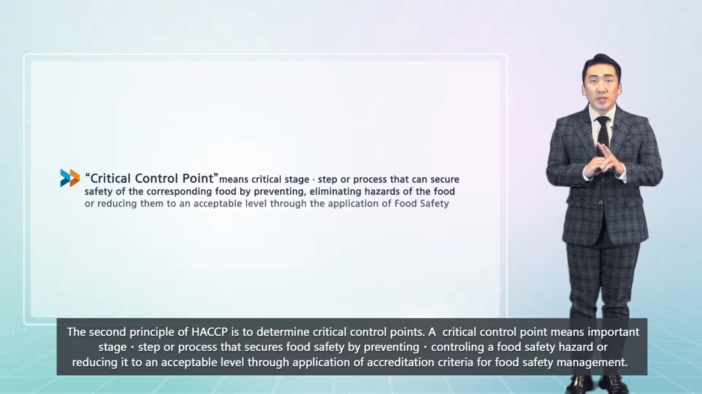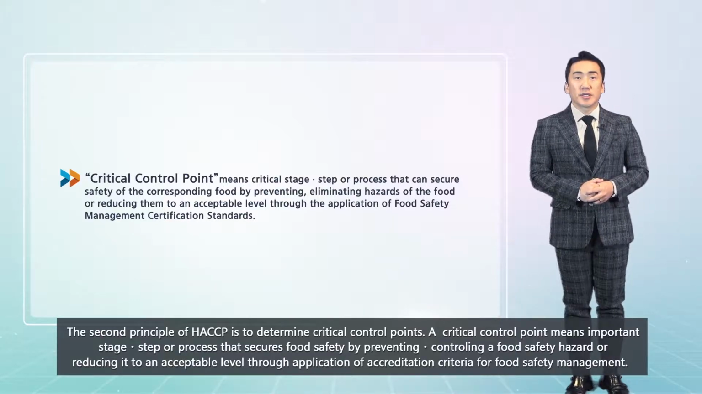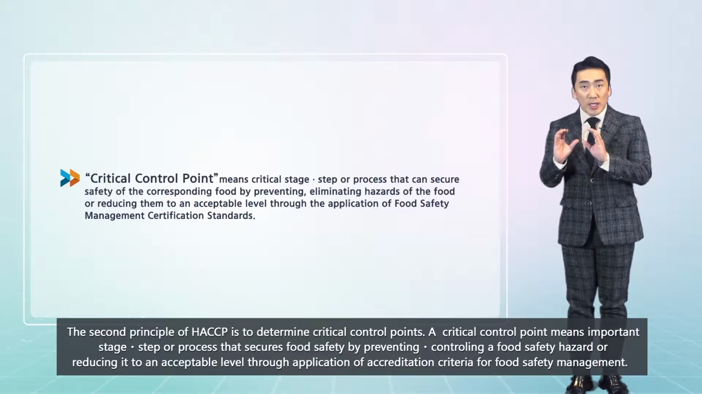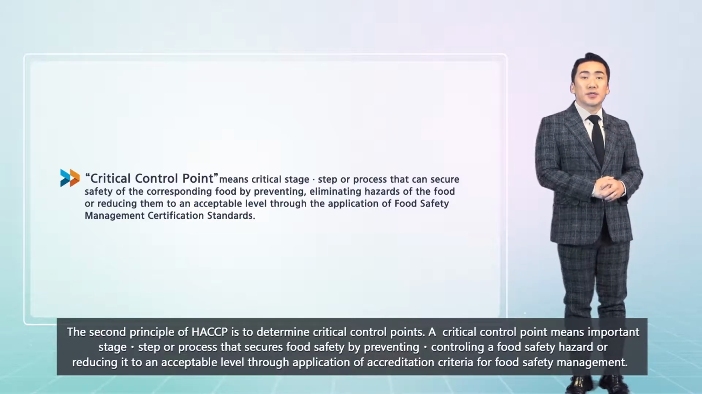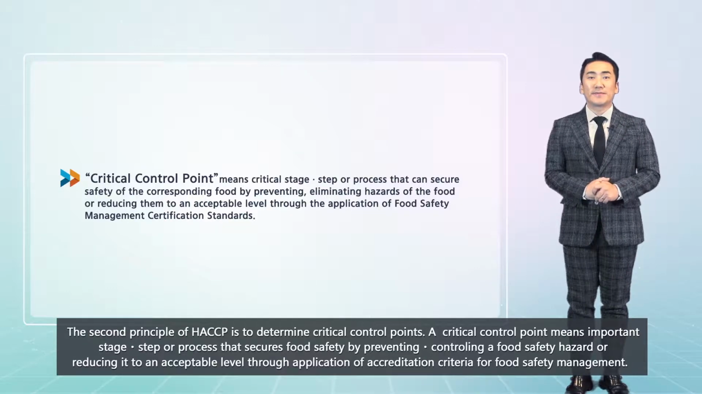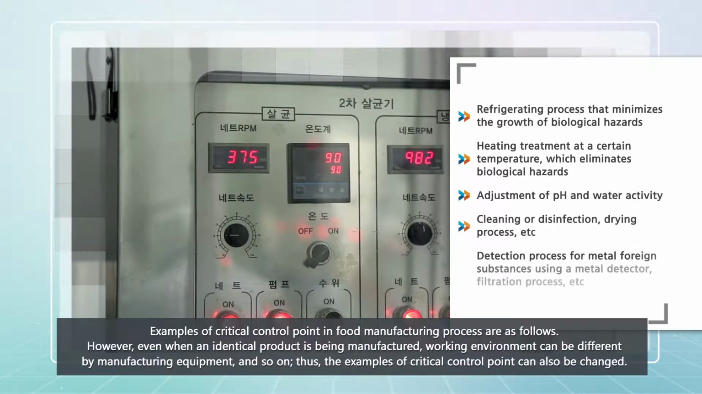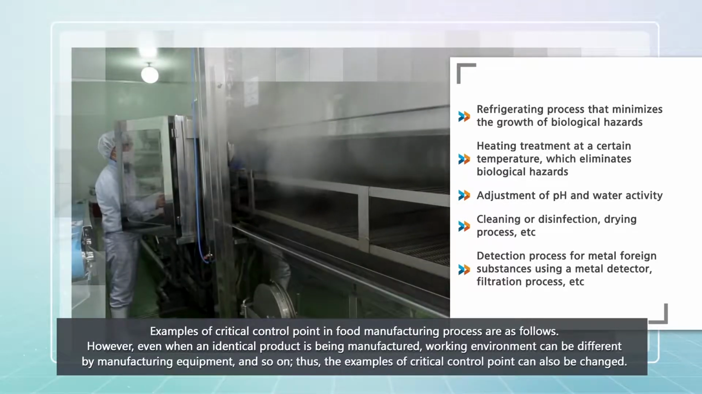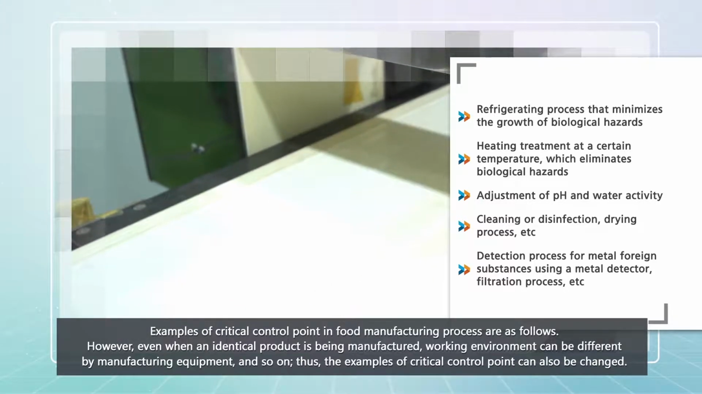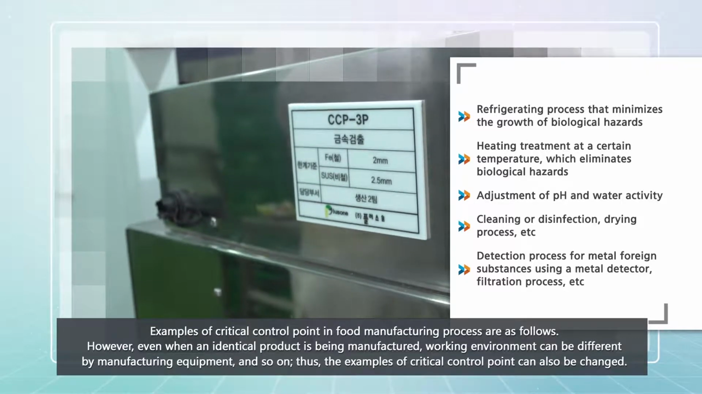The second principle of HACCP is to determine critical control points. A critical control point means an important stage, step, or process that secures food safety by preventing or controlling a food safety hazard, or reducing it to an acceptable level through application of accreditation criteria for food safety management. Examples of critical control points in a food manufacturing process are as follows. However, even when an identical product is being manufactured, the working environment can be different by manufacturing equipment and so on. Thus, the examples of critical control points can also be changed.